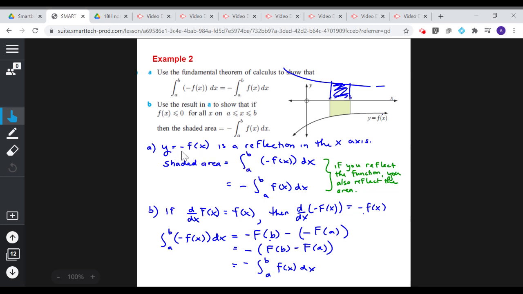Okay, and just notice that y equals negative f of x is a reflection in the x-axis. So if this is my original function, if I reflect it through the x-axis, I get that, which means this shaded area here is negative because it's under the x-axis. If I reflect it, my area will be positive. Okay, if I reflect the function, I'm also reflecting the area. And this is me just applying that fundamental theorem of calculus.